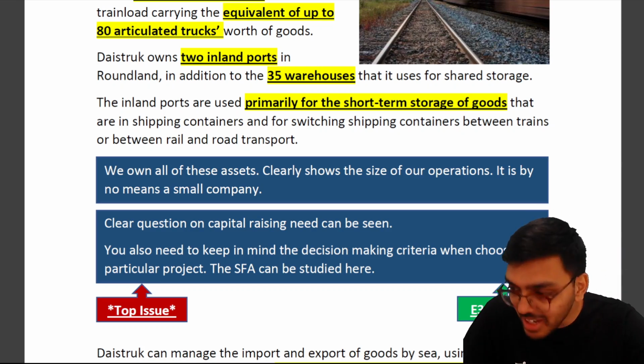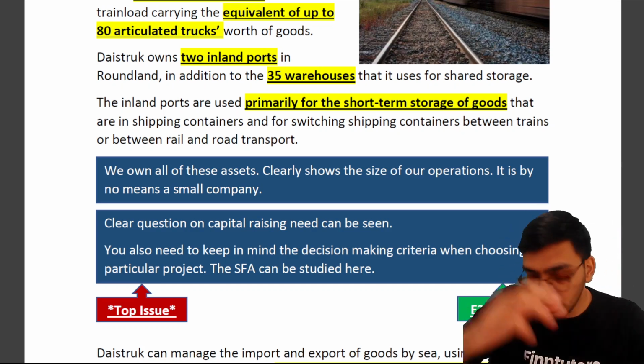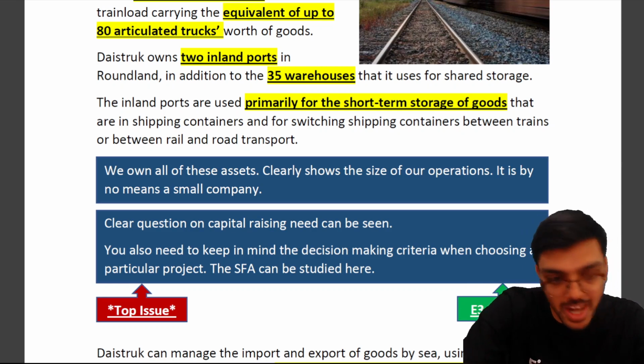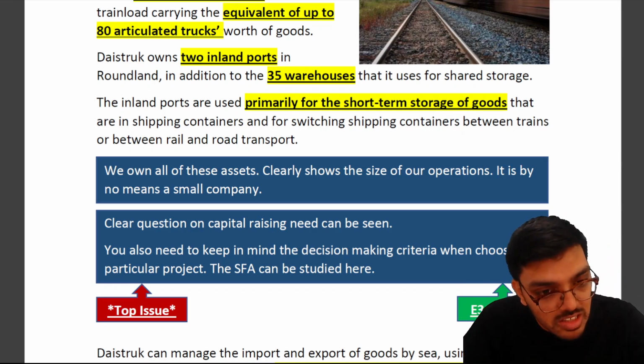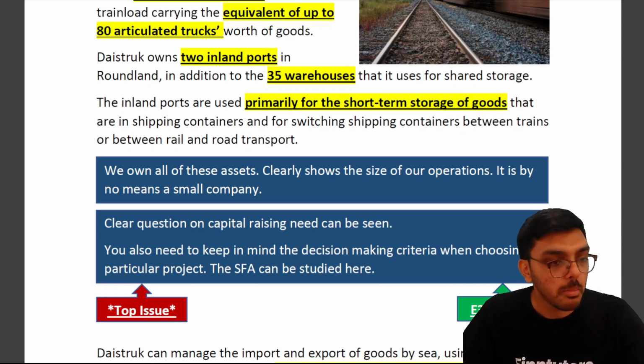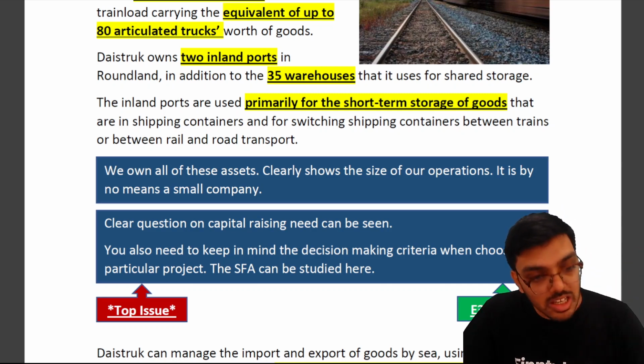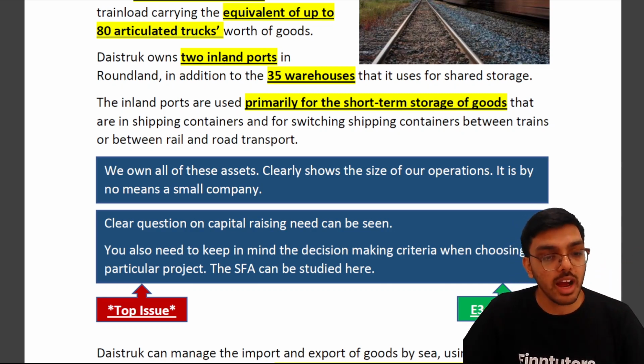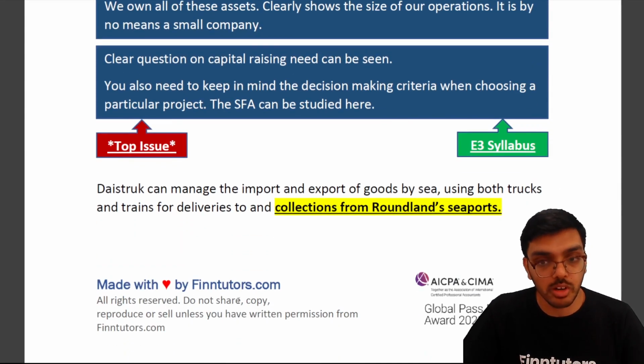So managing change, your change agents, use of change agents, change management system, part of your E3 syllabus. Your SFA, decision-making system, part of your E3 syllabus. Again, I have identified and made it important for you to understand these areas.